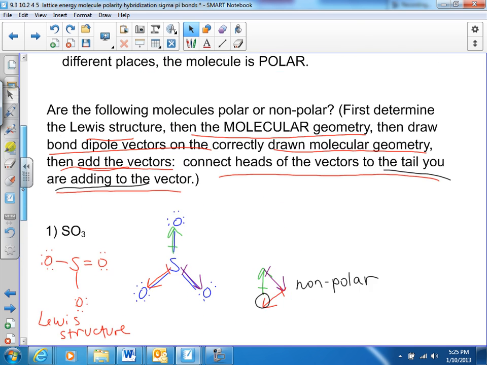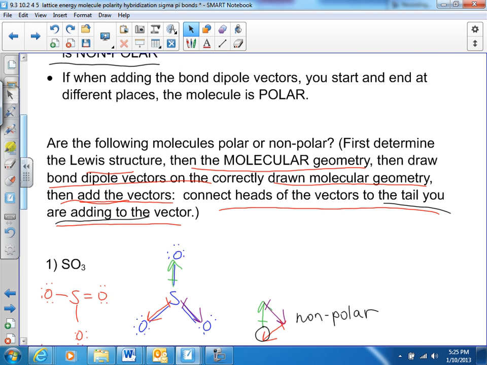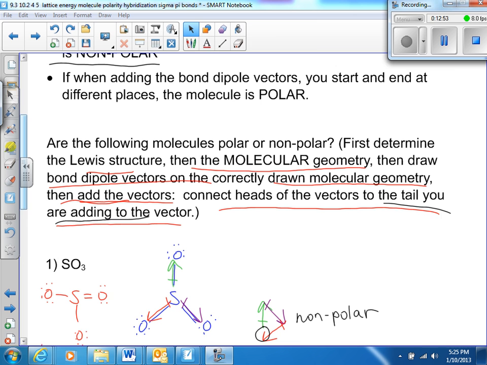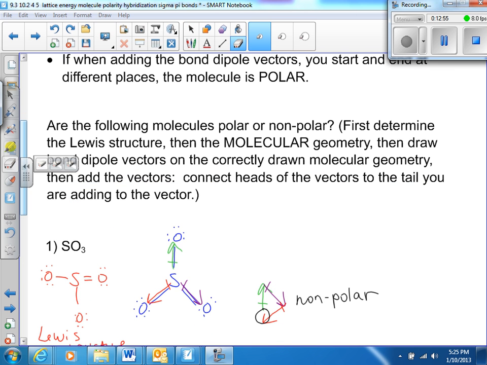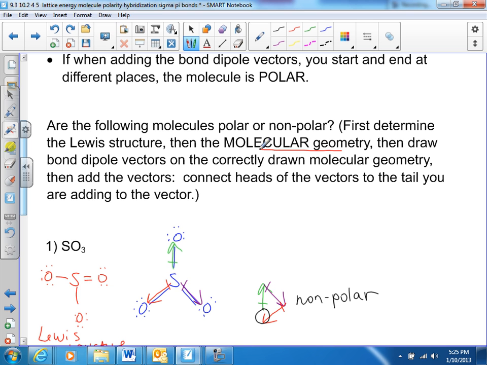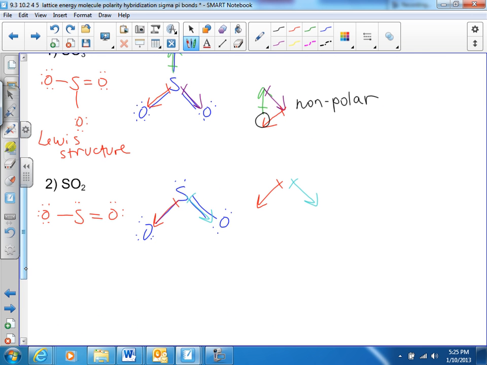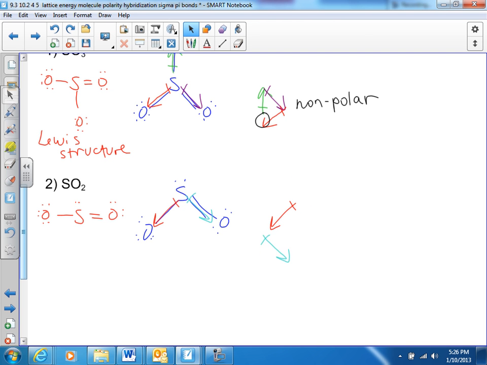Let's look at our instructions again. They're quite messy. Okay, so we did our Lewis structure, we did our molecular geometry, we drew the bond dipoles on the correctly drawn molecular geometry. Now we have to add up the vectors. And to do that, we connect the head of the vector to the tail of the vector you're adding. So here's the vector. We're going to connect the tail of this vector to the head of that vector.